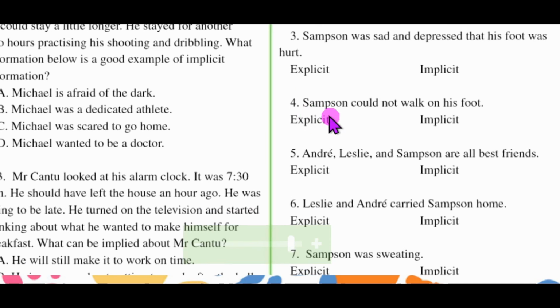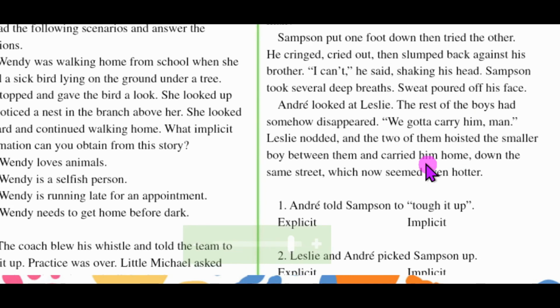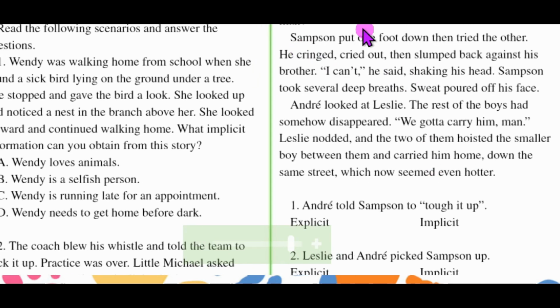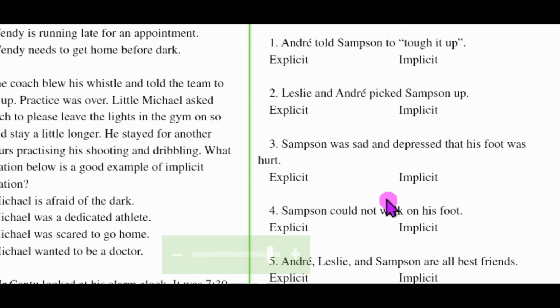Number 4, Samson could not walk on his foot. Is this explicit or implicit? And that is explicit. Here's the question, can you walk? And here's the answer, I can't. So that's explicitly stated that he can't.